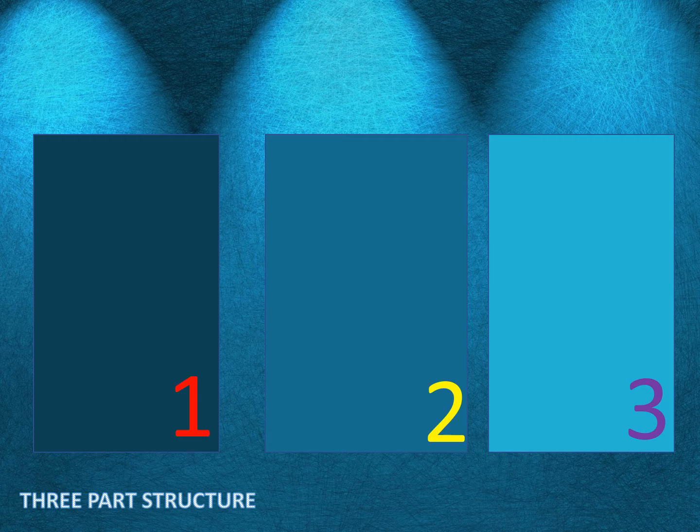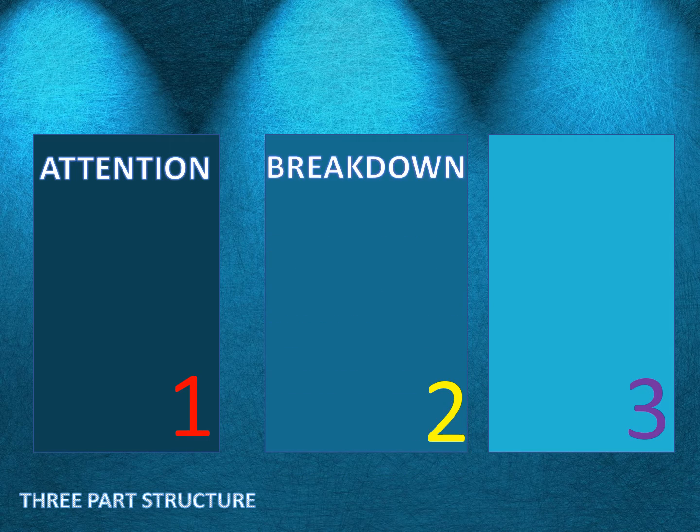So let's have a look at the 3-part structure. The first part is called the attention section. The second part, the breakdown. And the third part is called the check section. Each part is made up out of different parts. Let's have a look at them.